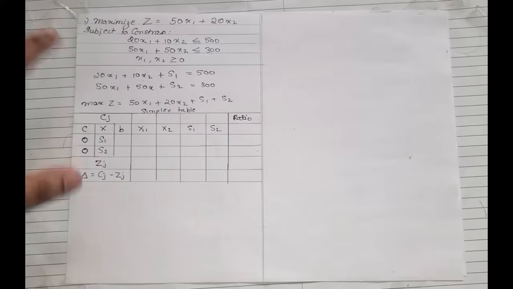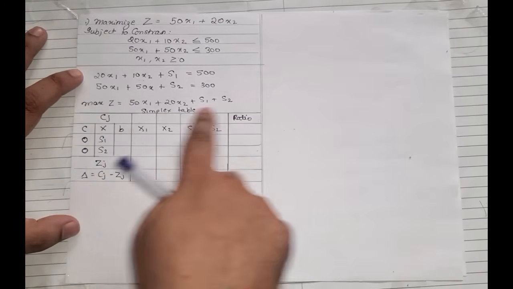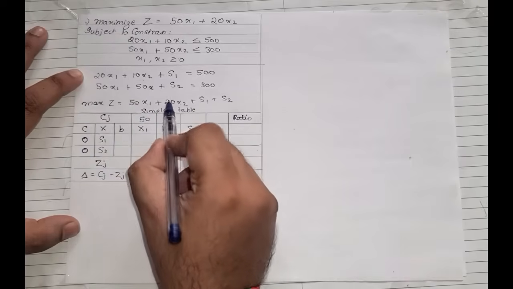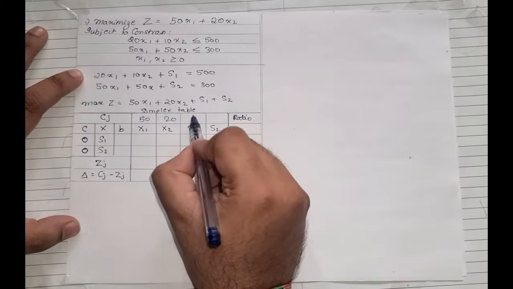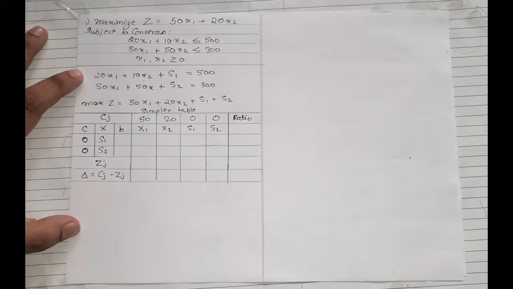Now let us see how we'll have to fill this. Cj stands for the maximization constraint. X1 is 50, X2 is 20, S1 is not given so 0, S2 is not given so 0. That is step number 1.